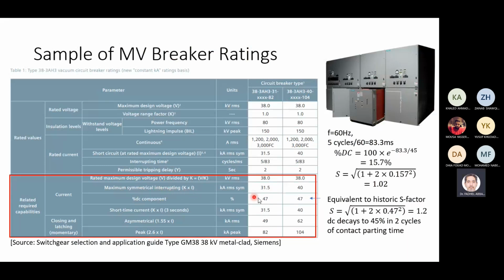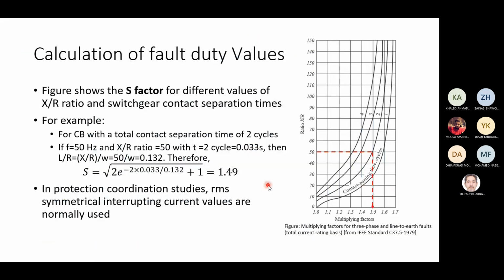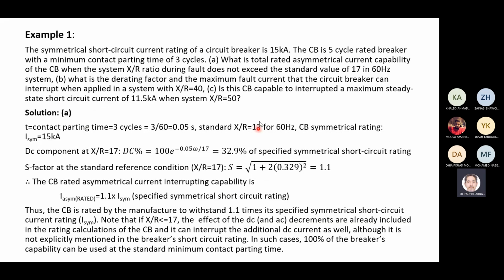Now we know the circuit breaker is 15K, given for you. So this is the symmetrical component, the AC component in RMS value of the fault current at the contact parting time. The circuit breaker can handle this, but the manufacturer has already included, in addition, an additional DC value that it can also break. But this only represents the AC component of the short circuit current at the contact separation time.